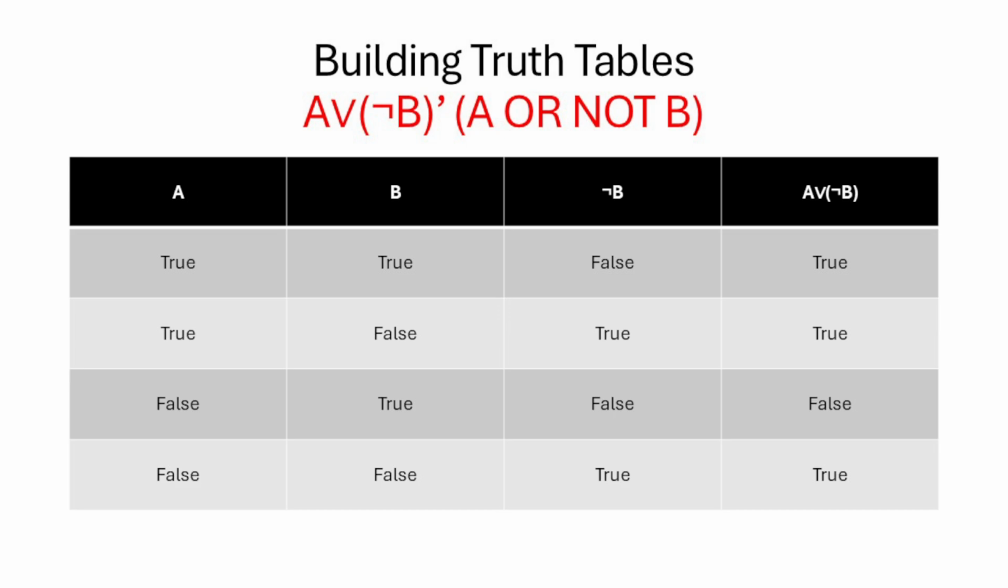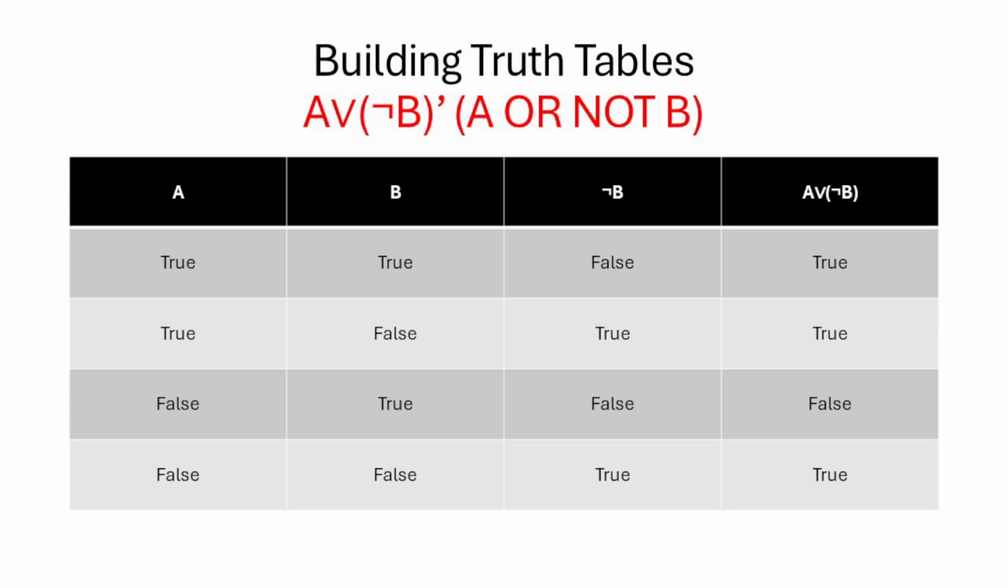So as you can see from the table, we have A is true, B is true, not B is false. Therefore, this statement, A or not B, is true. And then in the second row, we have A is true, B is false, not B is true. And this means that the statement A or not B is true.